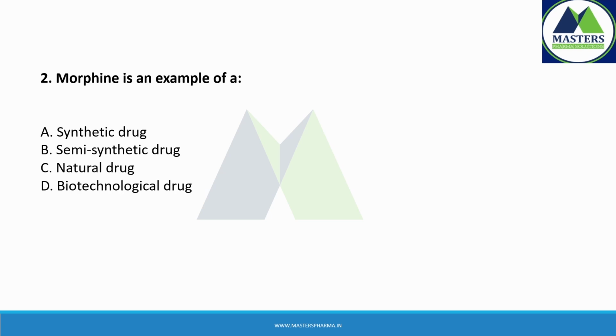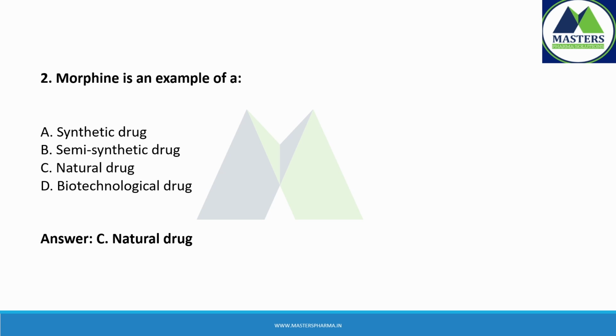The next question. Morphine is an example of dash. Options: synthetic drug, semi-synthetic drug, natural drug and biotechnological drug. The correct option is option C, natural drug. Morphine is a natural drug because it is directly obtained from opium poppy, known as Papaver somniferum, without any chemical modifications. It is an original plant alkaloid found in nature.